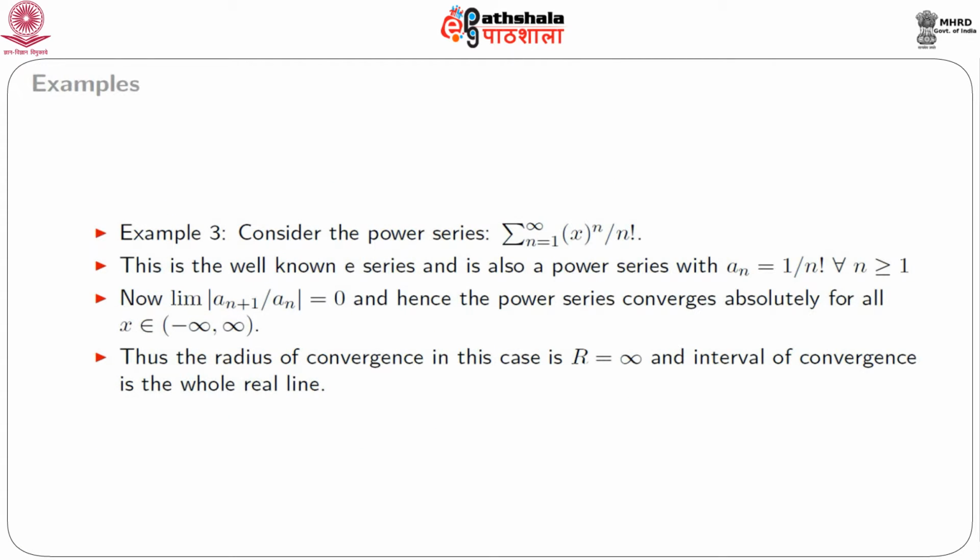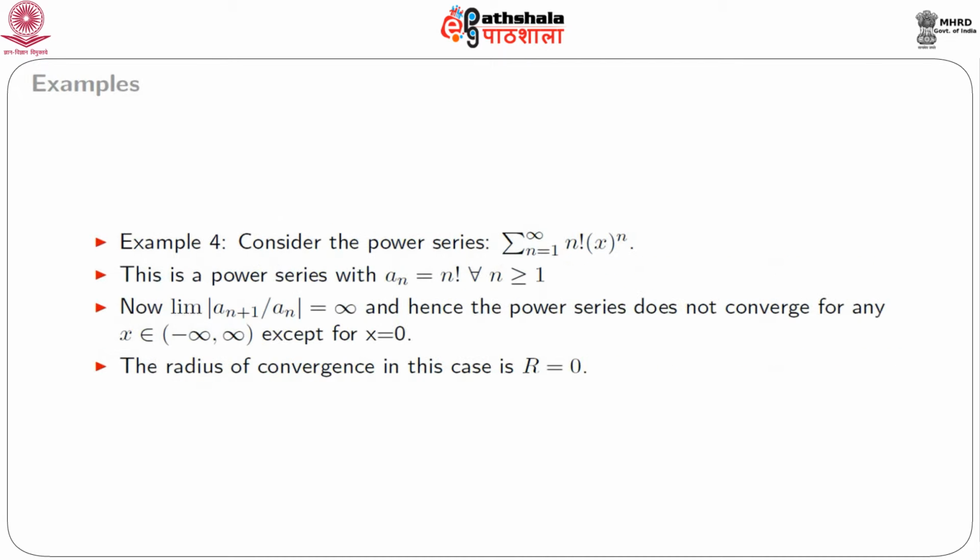So consider our next example, which is the summation n from 1 to infinity of x to the power n divided by n factorial. This is the well-known e series and is also a power series with a_n as 1 by n factorial. Now the absolute value of a_(n+1) divided by a_n has the limiting value 0, and hence the power series converges for all x belonging to the real line. Thus the radius of convergence in this case is plus infinity and the interval of convergence is nothing but the whole real line.